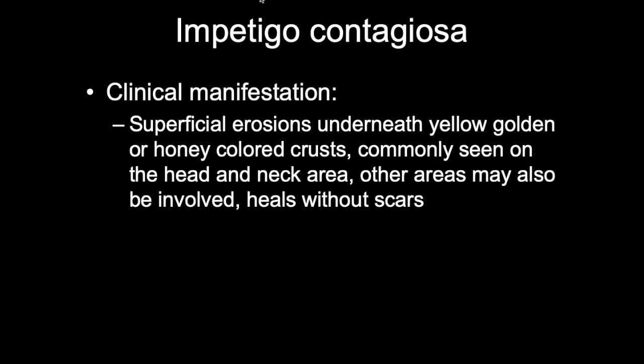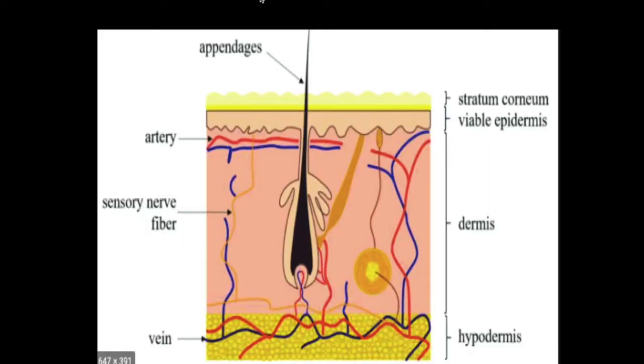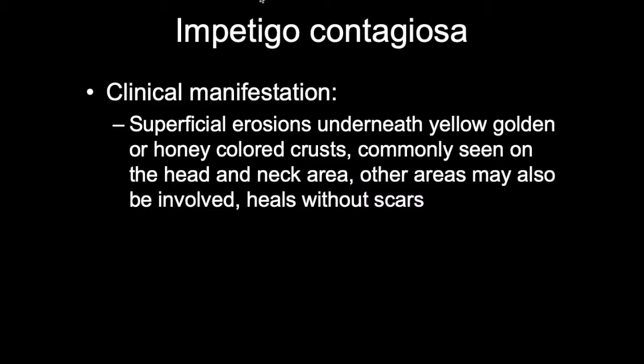The lesions are described as superficial erosions underneath a yellow golden crust or dirty honey-colored crust. These crusts are considered the pathognomonic sign for impetigo contagiosa. The lesions heal without any scars because only the epidermis is involved. Head and neck are the common sites of predilection, but lesions can be observed also in other areas of the body.